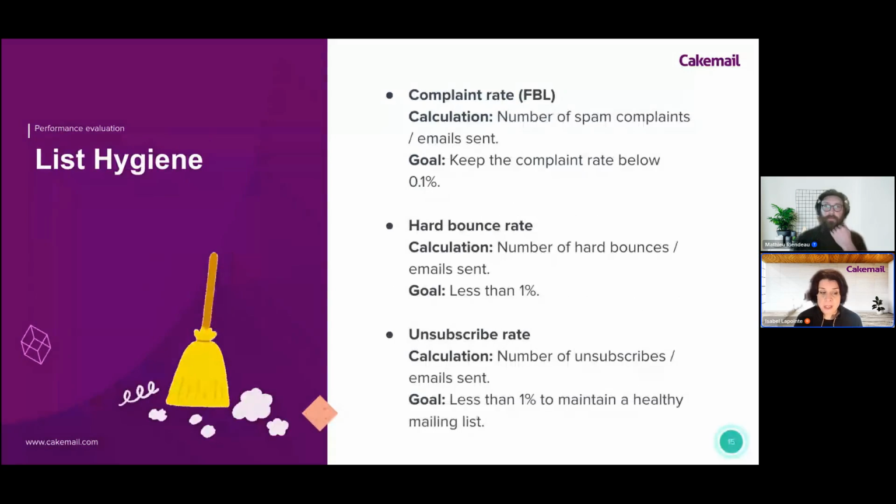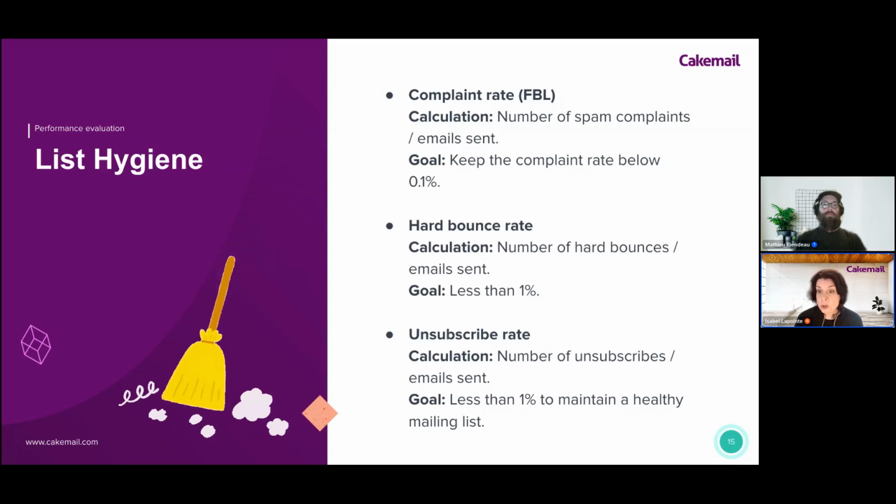Complaint rate, I put my little room there because we're talking about list hygiene. This is the number of spam complaints per email. The complaint rate should be below 0.1%. Why? If it's higher than that, you will wake up the industry, and they will look at what you're sending, and you will appear suspicious because you're using a list or content that people don't want to receive. This is a very important number.